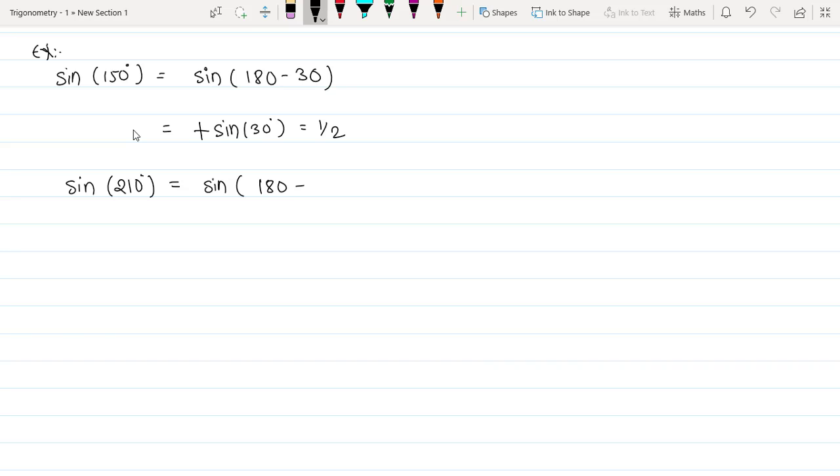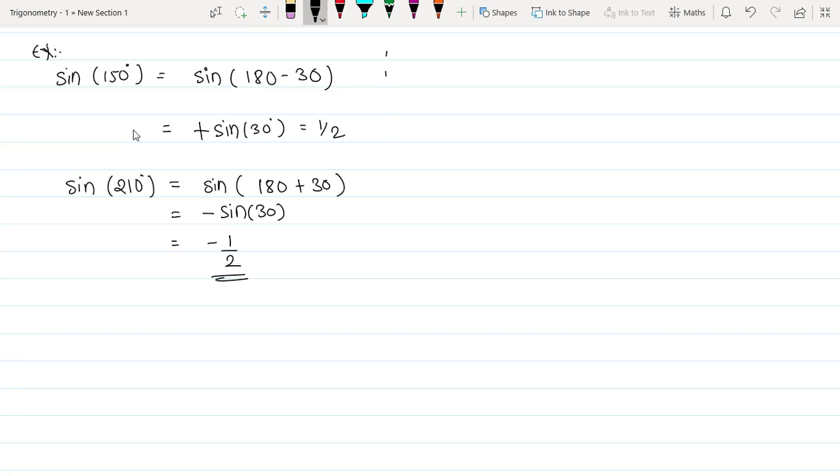180 plus 30, do it now. So 180 plus 30 means 210. In which quadrant is it? Third quadrant. In the third quadrant, what happens to the sign? It is negative. That's great. So sine of 180 plus theta is equal to minus sine theta. Can I write it like this? This is equal to minus of sine 30, which is 1/2. That's it. So minus 1/2 is your answer. Are you getting it?